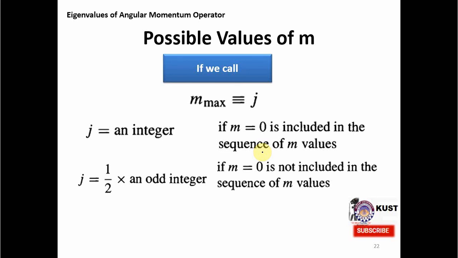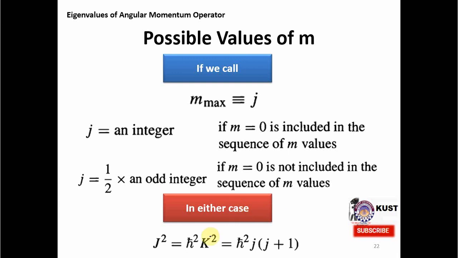The ladder operator is increasing m by one step. So if one step is increased, this must be equal to an integer if 0 is included, and if 0 is not included, then it is a half integer. In order to clarify this, I give you an illustration. In either case, this equation is anyway true.